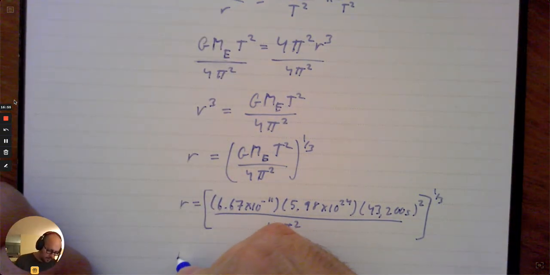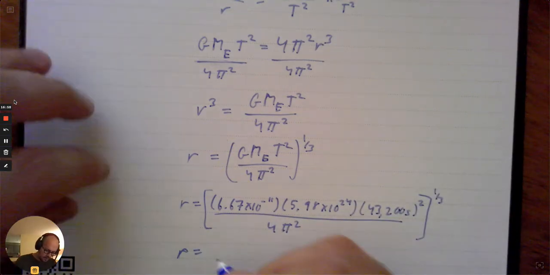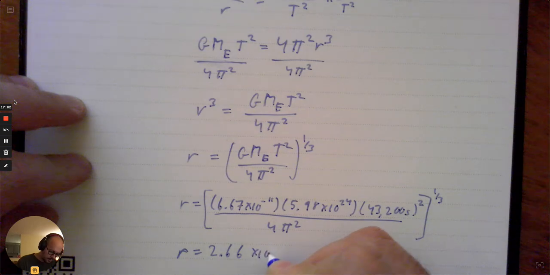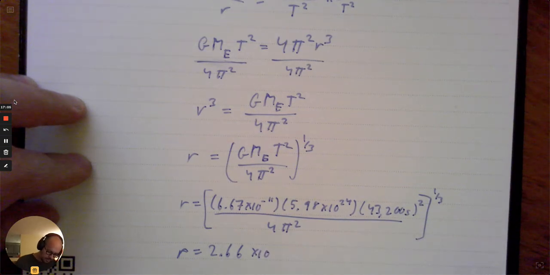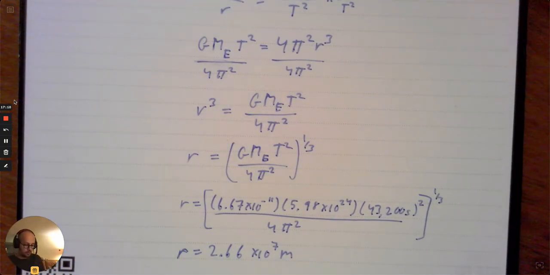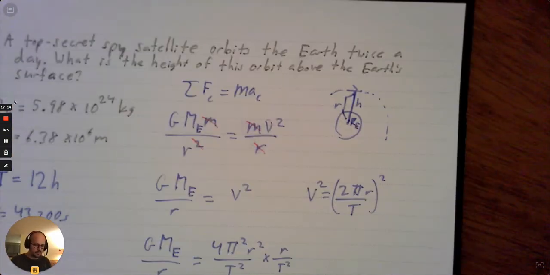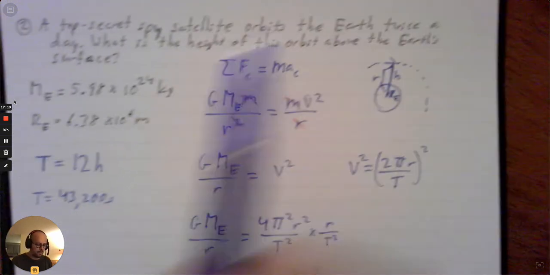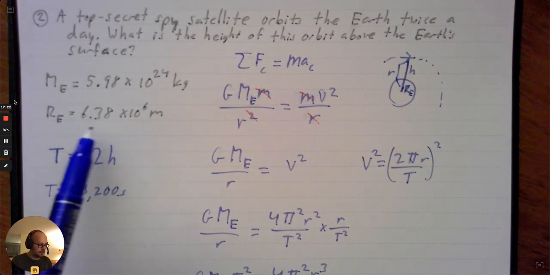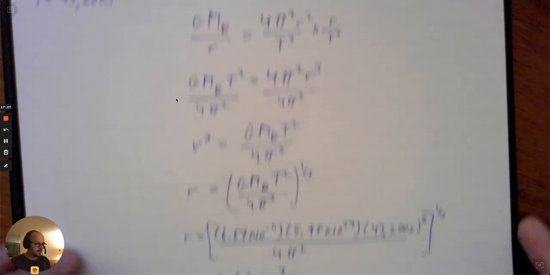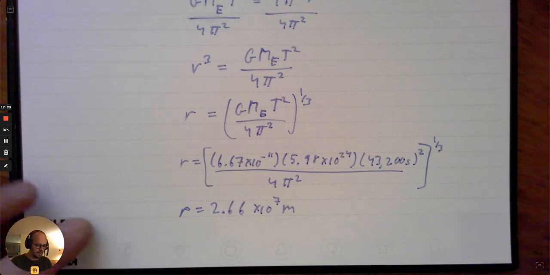My value of R is 2.66 times 10 to the 7th meters. Now that is good news. That distance represents the distance between the center of the Earth and the satellite, which means it really needs to be bigger than the radius of the Earth. So it is. Okay, so that's my value of R. That's the value of the big radius.